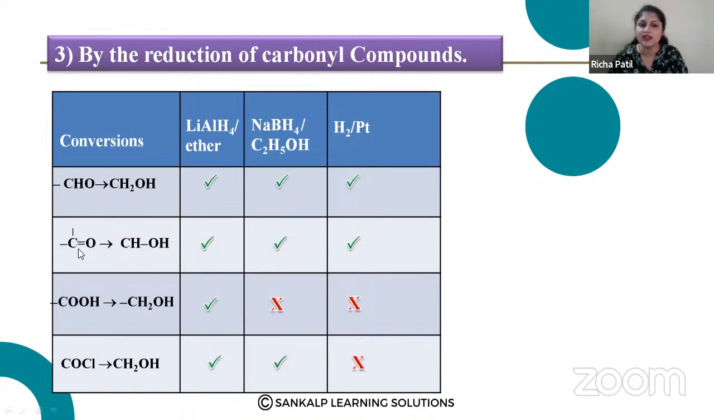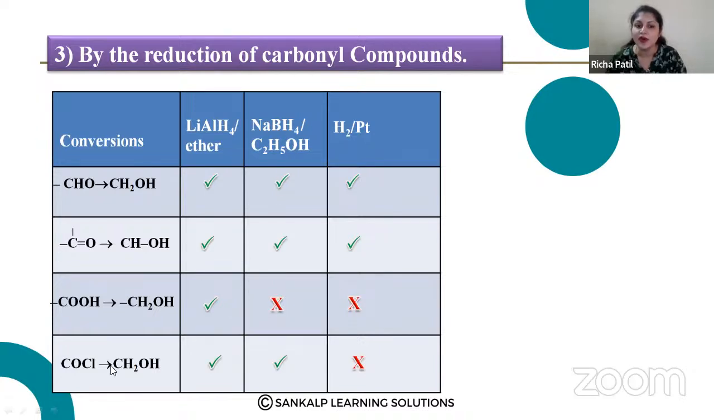The second conversion is from ketone to alcohol, right? CHOH. So this is what? A secondary alcohol. So if you want to convert ketone into secondary alcohol, by using these three reagents, you can do the reduction of this particular ketone. Next, if you want to do a reduction of carboxylic acid to primary alcohol, it can only get reduced with the help of lithium aluminum hydride in the presence of ether. So this is the first reagent. It is not applicable with the second and the next one.